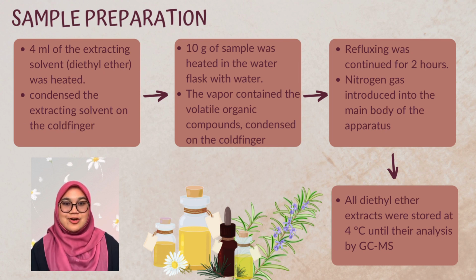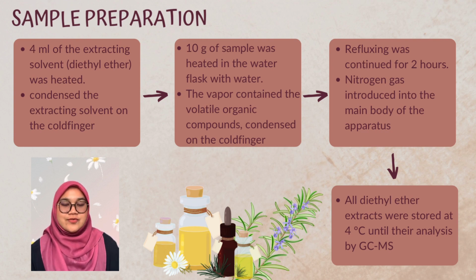4 ml of the extracting solvent diethyl ether was heated in the solvent flask and condensed on the cold finger above the place where the water condensed. 10 grams of the sample to be analyzed was heated in the water flask with water. Next, the vapor, which also contained the volatile organic compounds, condensed on the cold finger. Both phases returned via the connecting tubes into their flask, and the procedure was started again.